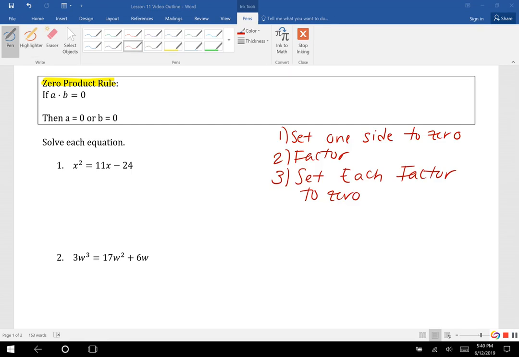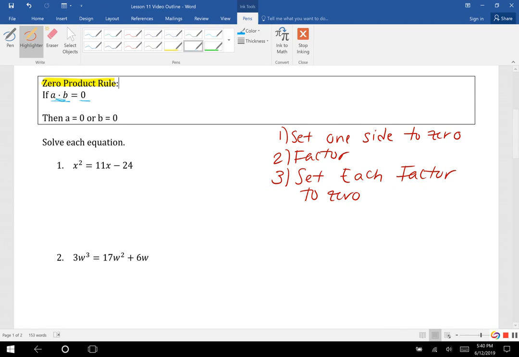So what does that mean in terms of our factoring? It means if we want to solve an equation by factoring, the very first thing we have to do is set one side to 0. So it has to equal 0. Then we factor to get a product, and then we can set each factor to 0. So I'll show you how that works with a couple of examples.